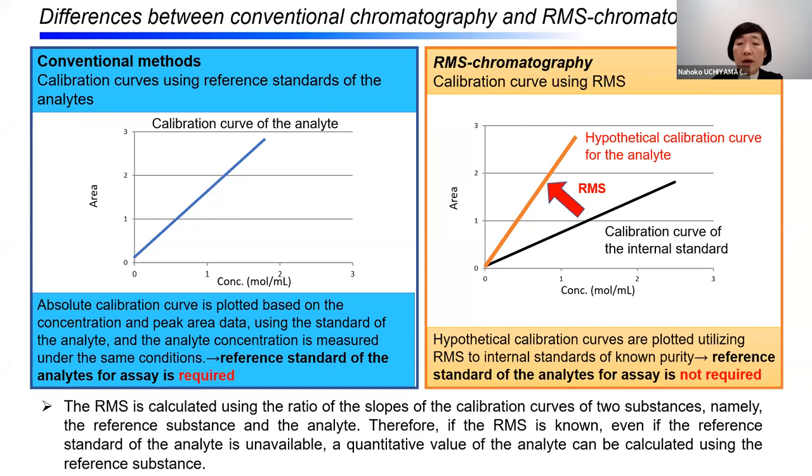The RMS is calculated using the ratio of the slope of the calibration curves of two substances, namely the reference substance and the analyte. Therefore, if the RMS is known, even if the reference standard of the analyte is unavailable, a quantitative value of the analyte can be calculated using the reference substance.